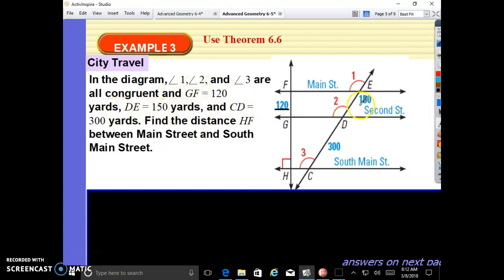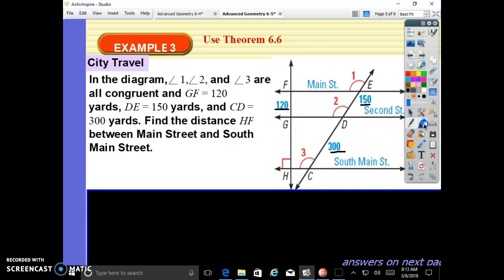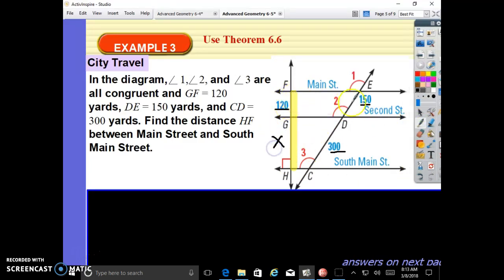DE is 150. CD is 300. Find the distance HF between Main Street and South Main Street. So we're looking for HF, this whole measurement here. In order to find that whole length, we first must find this measurement.